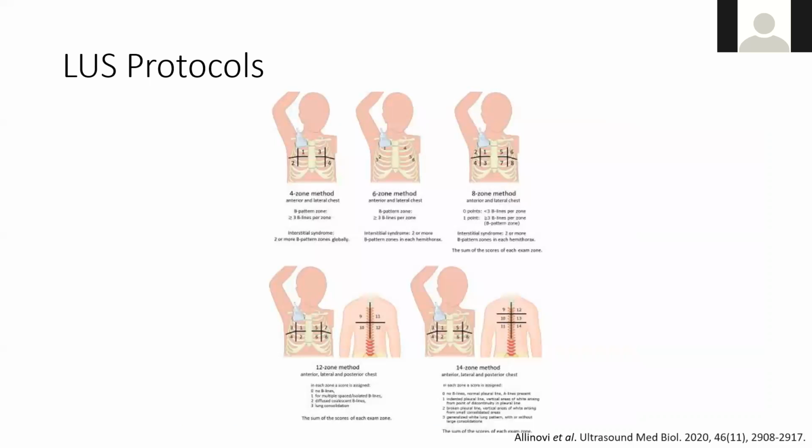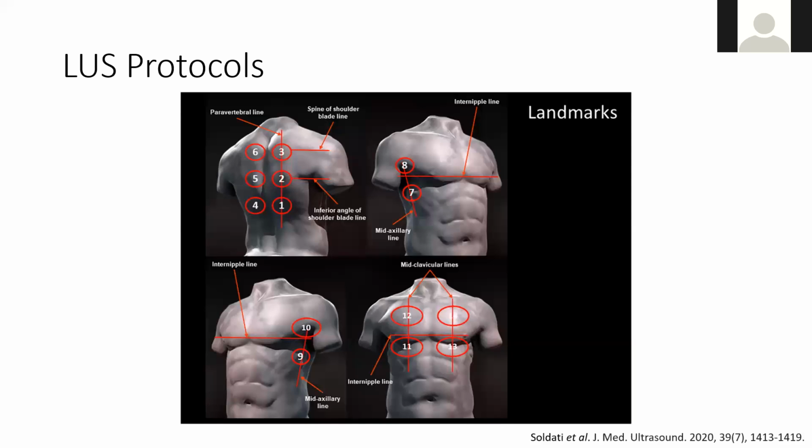So in essence, there are so many different protocols available, everything from 4-zone to 14-zone, and some have even proposed using a 28 rib segment scanning method, including posterior scanning, to improve diagnostic yield for identifying ILD-related interstitial syndrome. There hasn't been much standardization with regards to which protocol is used, but interestingly enough, in our current era of COVID-19, there have been more calls for standardization. The usefulness of lung ultrasound has been recognized when it comes to management of patients with COVID, whether that's diagnosis, monitoring, or follow-up.